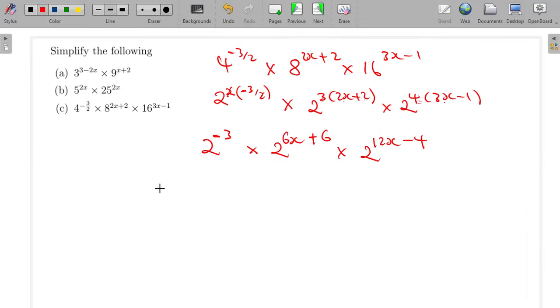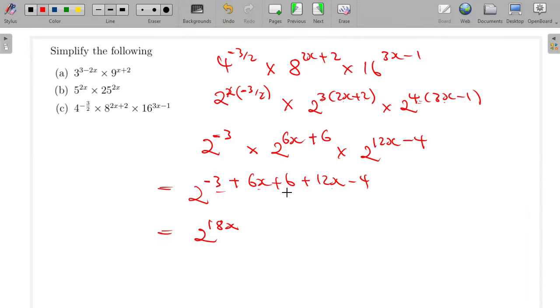Then we can add now. So we keep the base, which is 2. Then we say negative 3 here, plus 6x plus 6. Then you have plus the 12x, then minus the 4. So this is going to be 2. Now we add 6 plus 12. So 6 plus 12 there is just going to give you 18. So you have 18x.